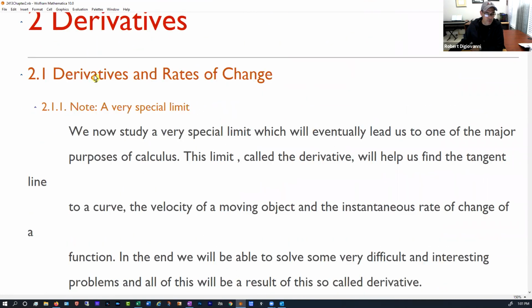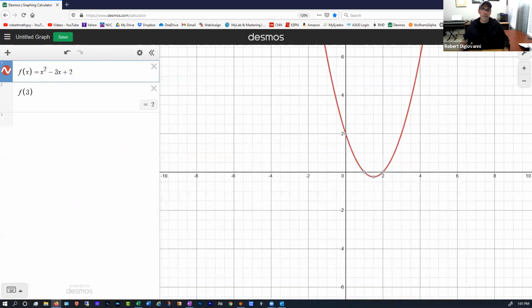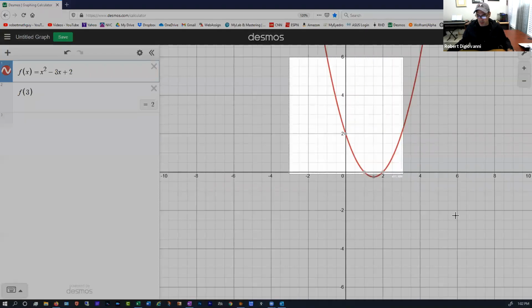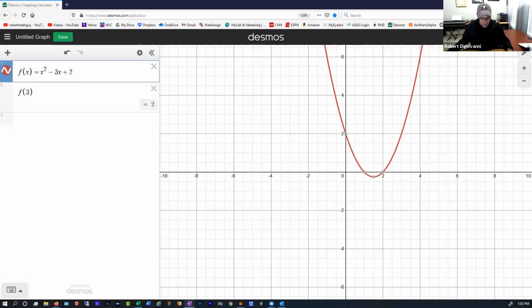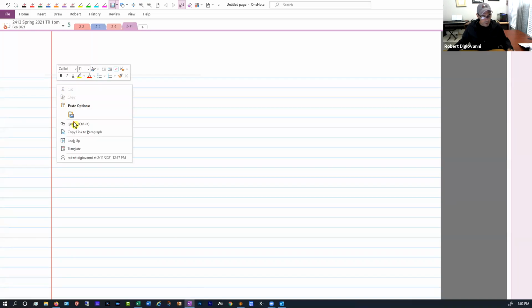So we're doing 2.1, derivatives and rates of change. I just want to start with an example. I think if we start with an example, things might make a little more sense as we work through it. So we're looking at a parabola here. It's x squared minus 3x plus 2. I'm just going to take a quick little screenshot of this, and then we'll move it over and start working with this thing.